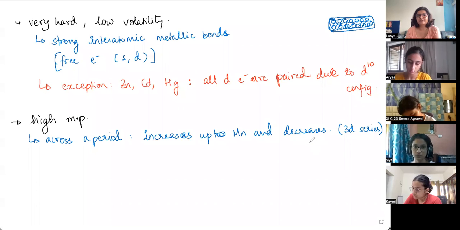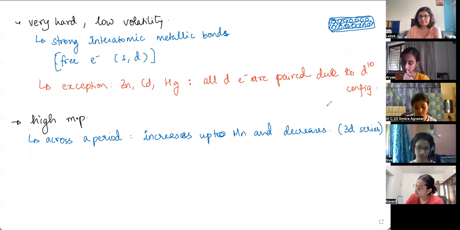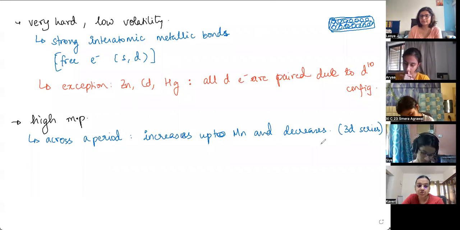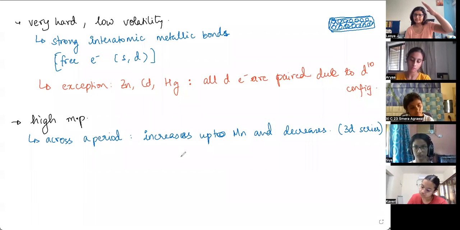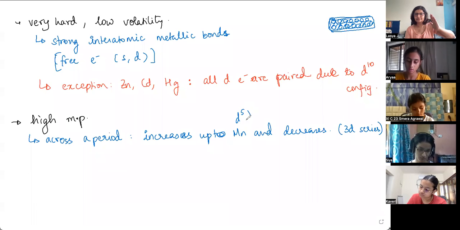Manganese is 25, so 26, chromium is 24, iron. Manganese ke baad iron. This is only for the third period, and after that, fourth and fifth also. I need to look up the metals that are below manganese. But yeah, the general trend is that the melting point increases up to d5 configuration and then after that it decreases.